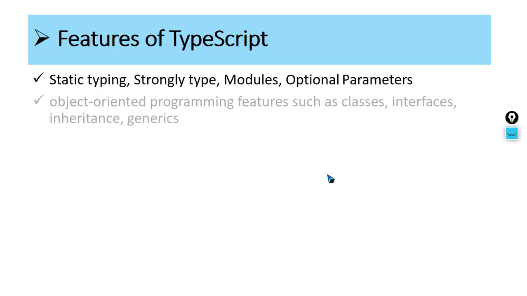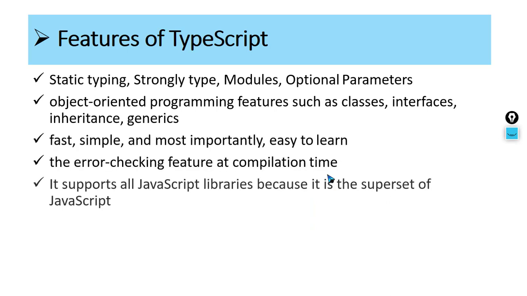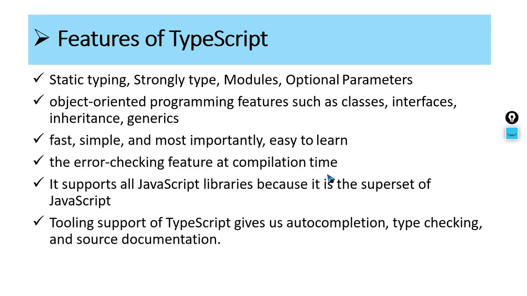So look, here are some of the features of TypeScript. These are the features: static typing, strong typing, modules, and optional parameters. Static typing and strong typing are features. Modules are basically code which you can use in another application. The part of a program which is exportable is known as a module in TypeScript. So it is a little bit different.